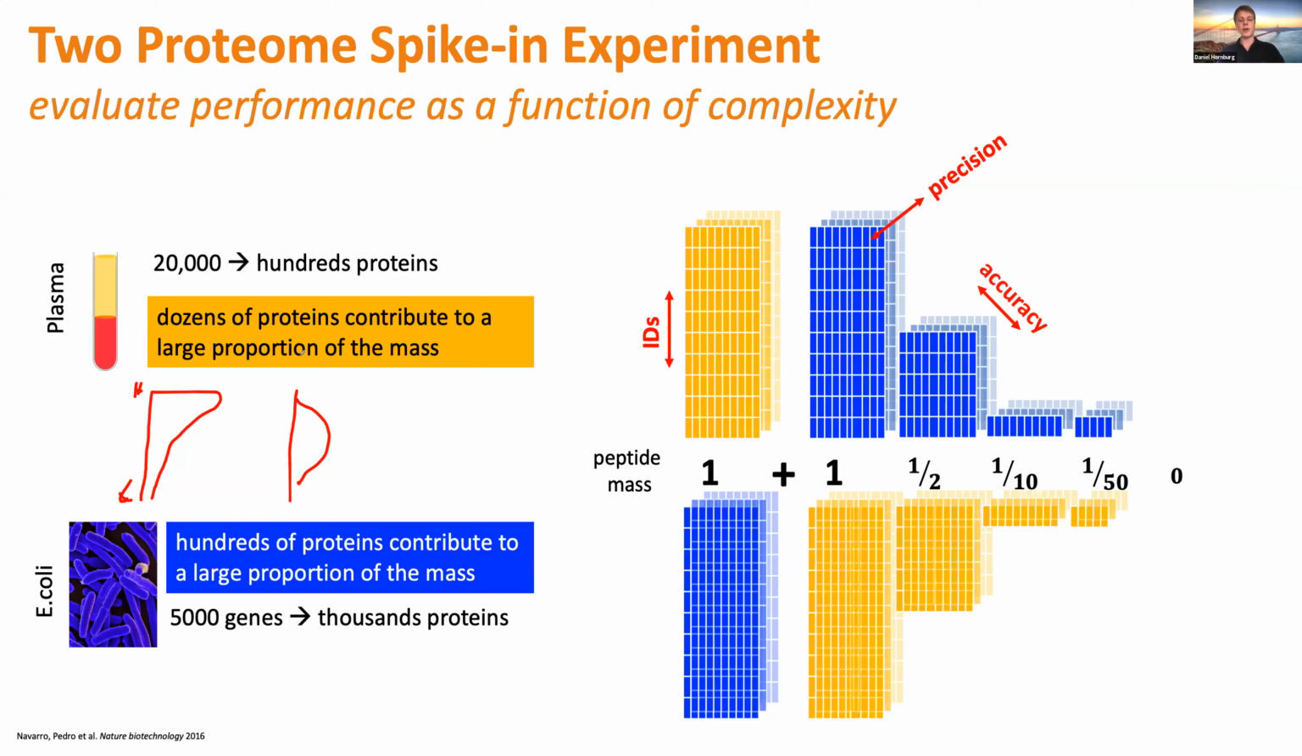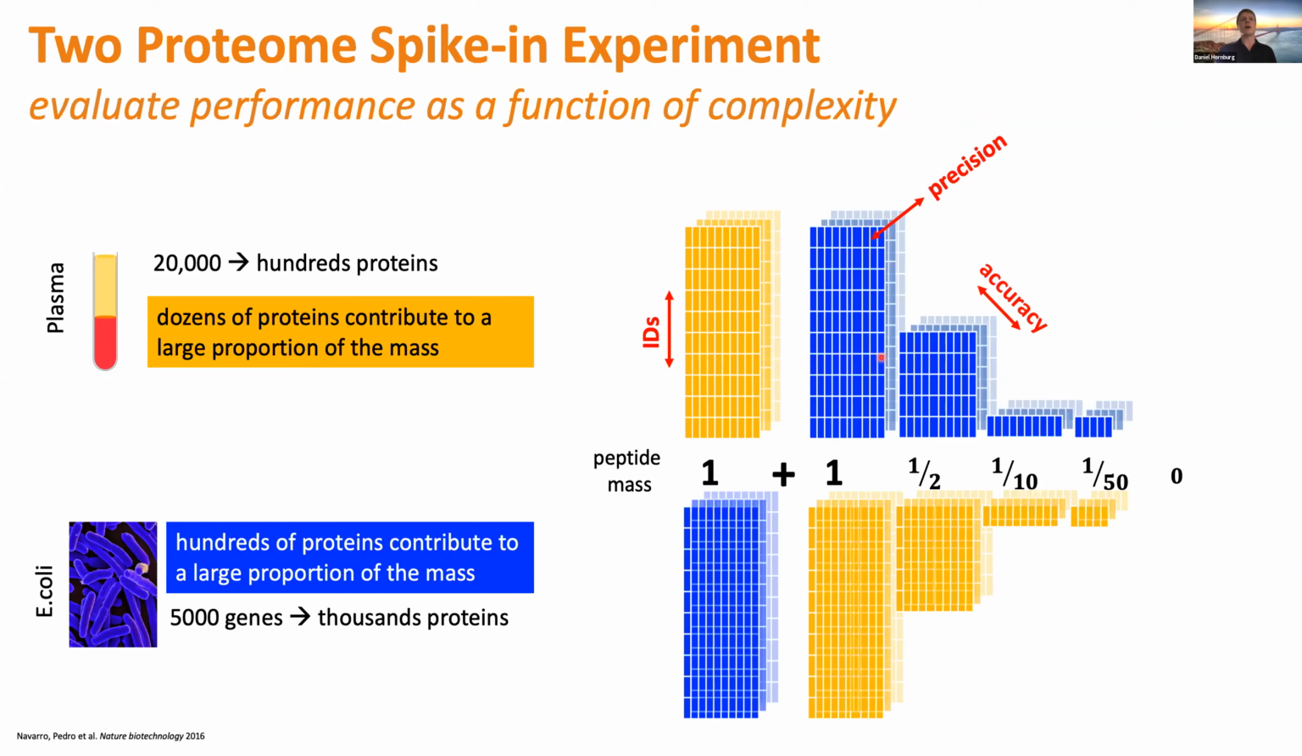And for that reason, we used this type of spiking experiment because it allows us, while diluting in a background of a plasma in an E. coli proteome and vice versa, to look at different complexity properties of these proteomes and to assess precision along the replicates, accuracy approximated by looking at the linearity of the response, and of course the number of IDs as a function of different complexity properties.